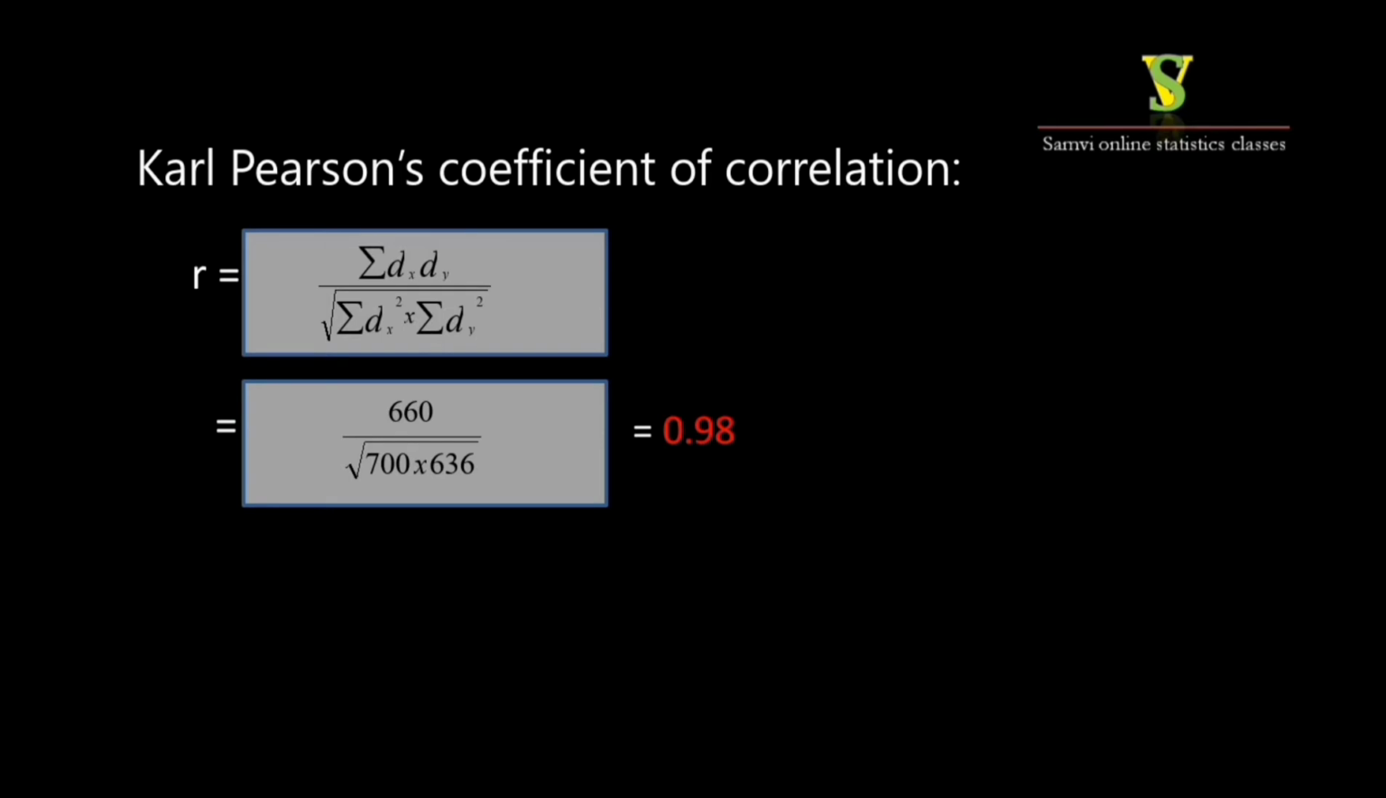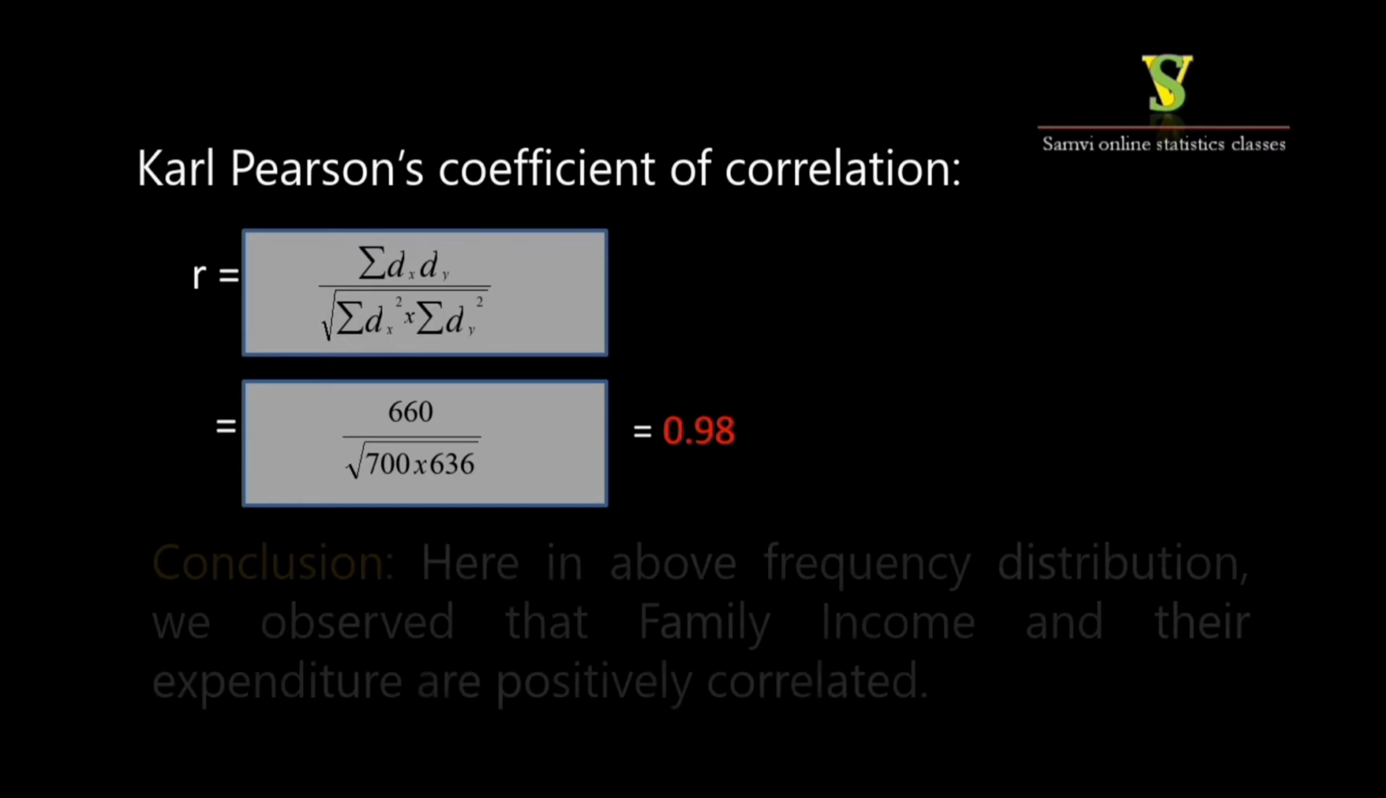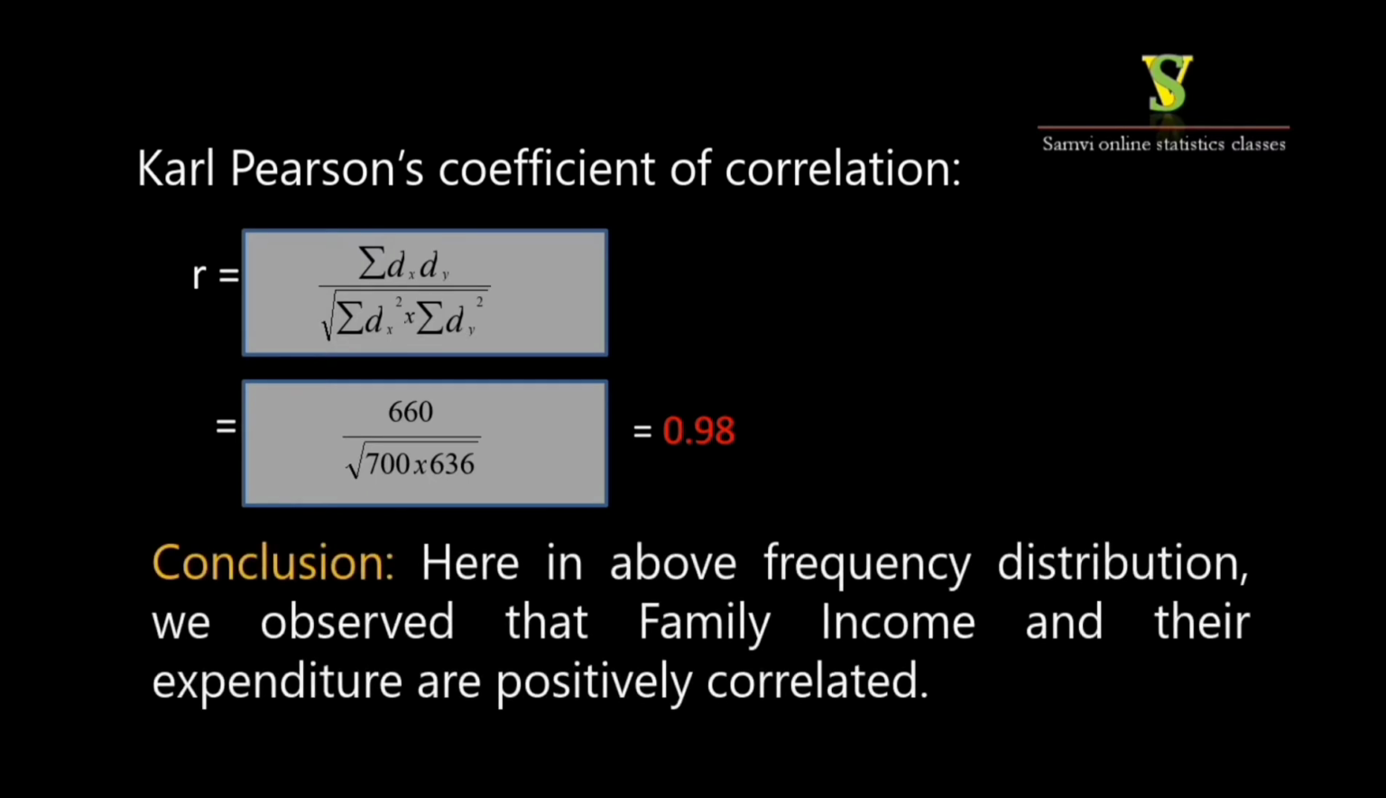If you divide, we'll get the result like this, 0.98. So it is nothing but a positive correlation. So you have to write the conclusion like this. Here in the above frequency distribution, you observe that the family income and their expenditure are positively correlated. Getting?